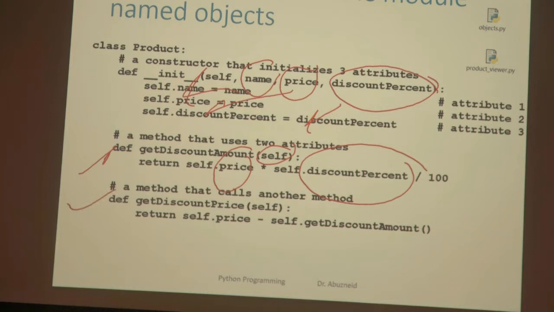Then in here we have get discount price. We need the price, okay? So how much is the discount price? It will be the price minus the amount we discounted. In our example, the price is $100 and the discount value was $6. How much is the discount price? $94, and so on and so forth.